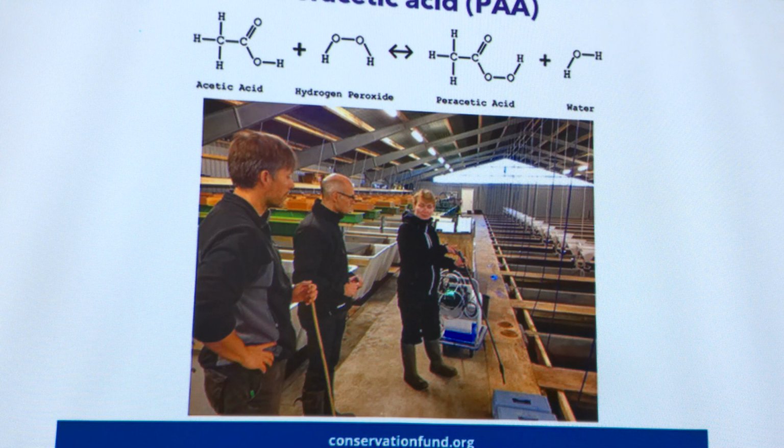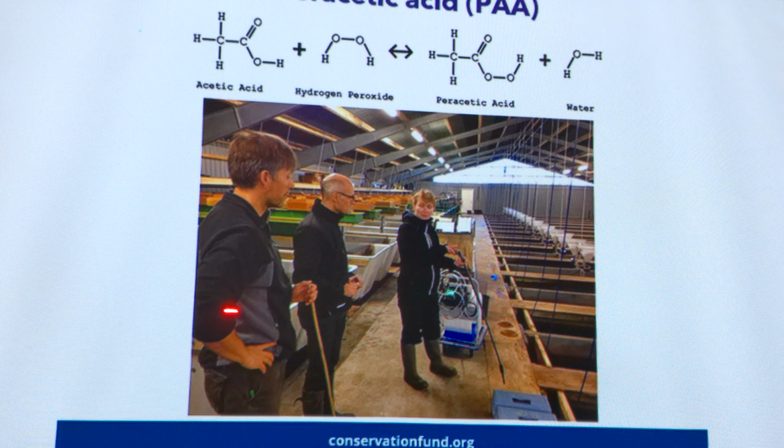This has been pioneered by some folks over in Denmark. We've been focusing on peracetic acid. It's essentially acetic acid and hydrogen peroxide combined to form peracetic acid. These folks have model recirculating farms in Denmark, and we've got Drs.